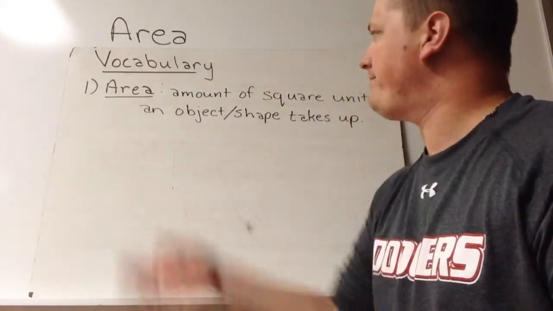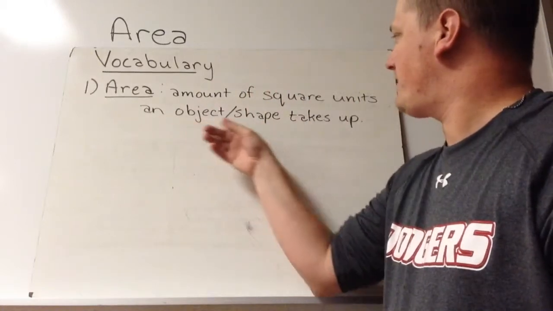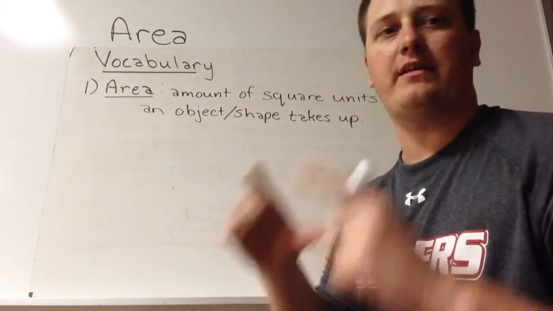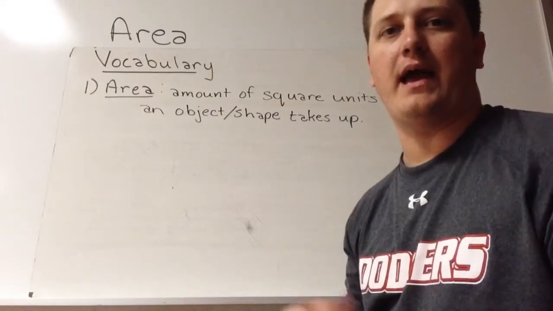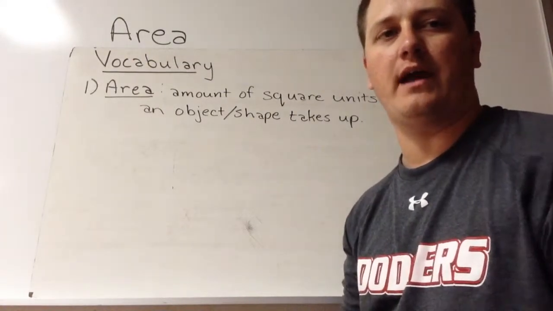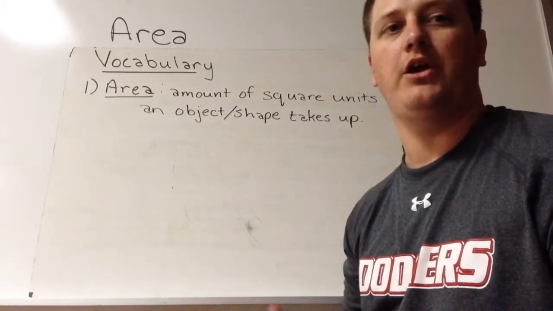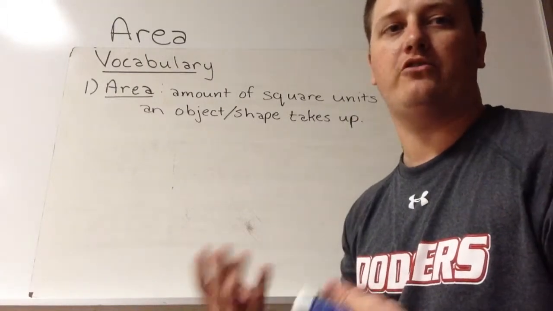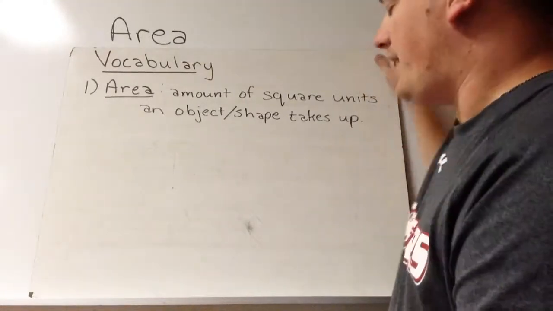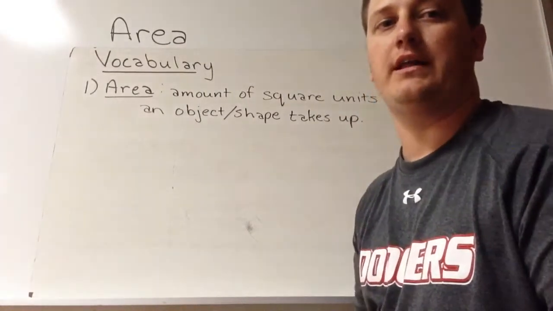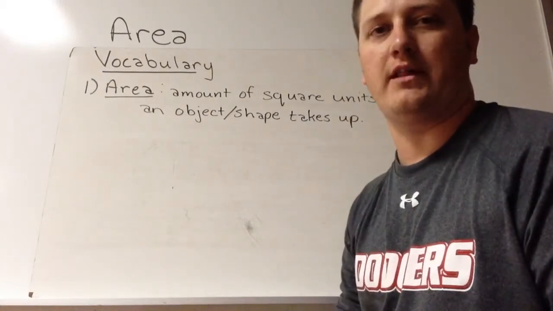Our vocabulary: area, the amount of square units an object or shape takes up. So basically, we're looking at how many perfect squares we can fit in the shape, and the measurement depends on what we're looking at. We're going to use coordinate planes, so our measurement will just be called units, or square units in this case. If you're using centimeters, you would call it square centimeters, inches, square inches, and you can get the pattern.